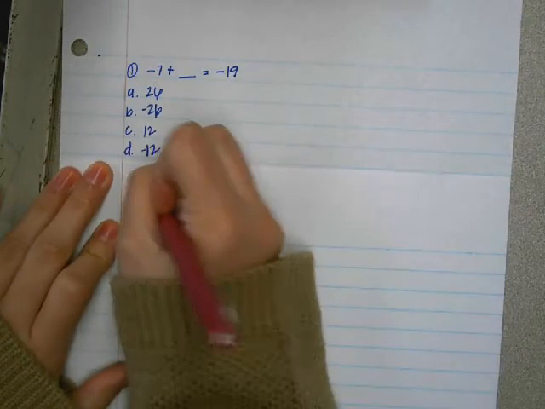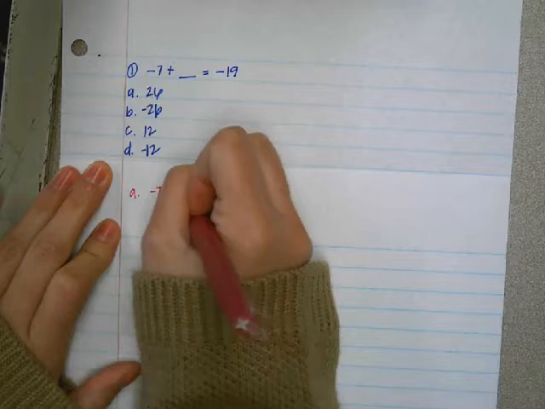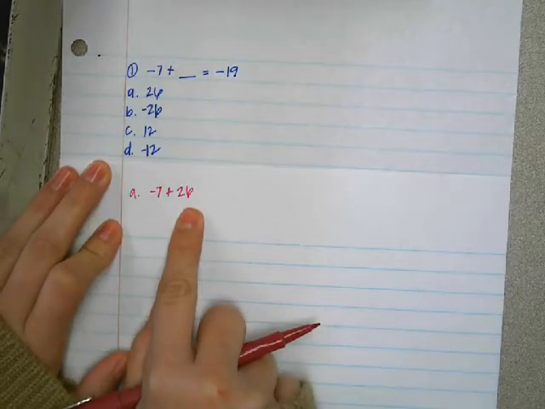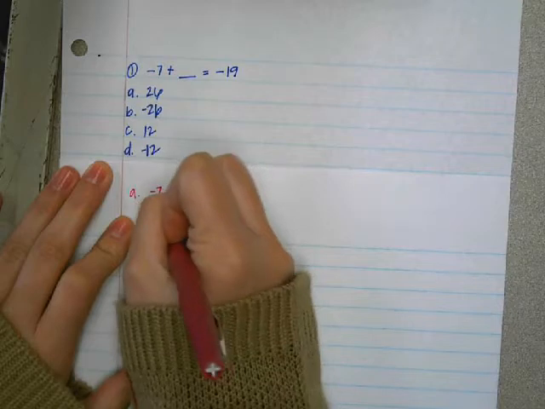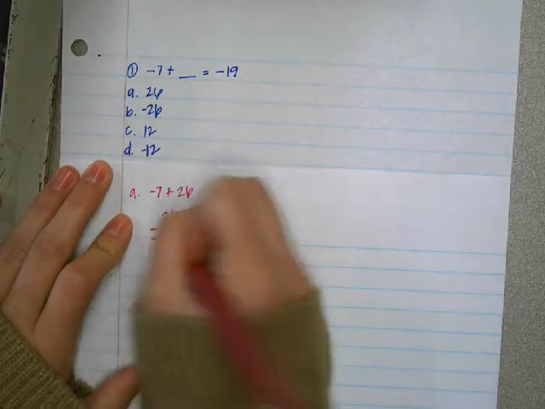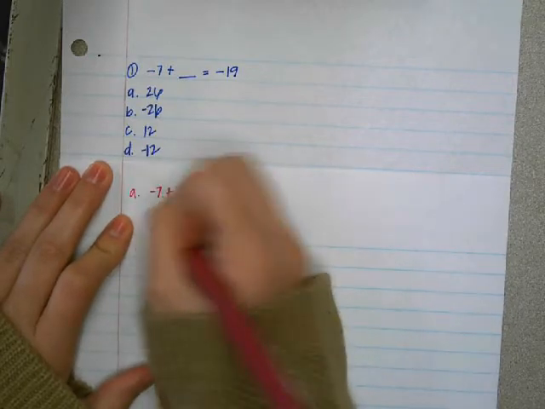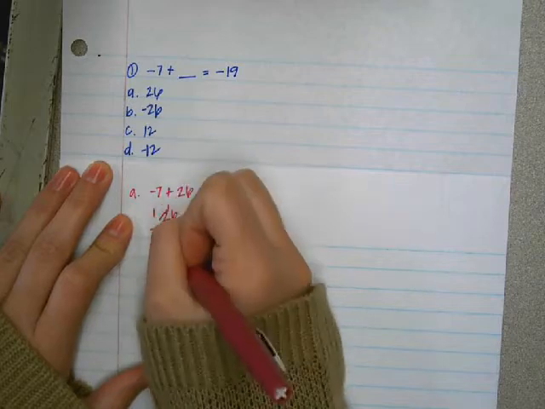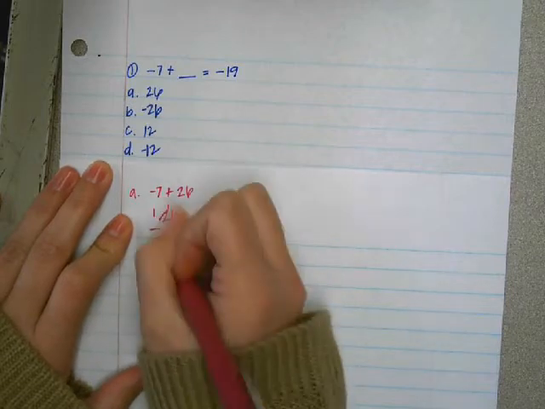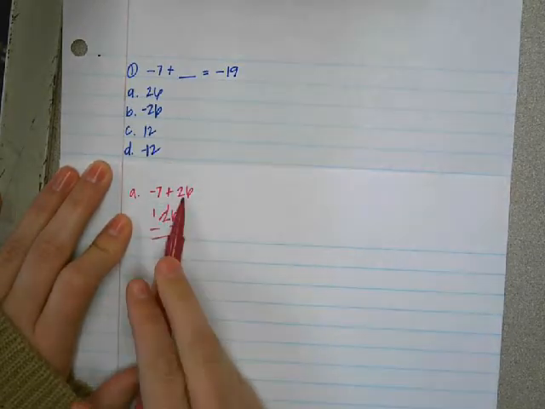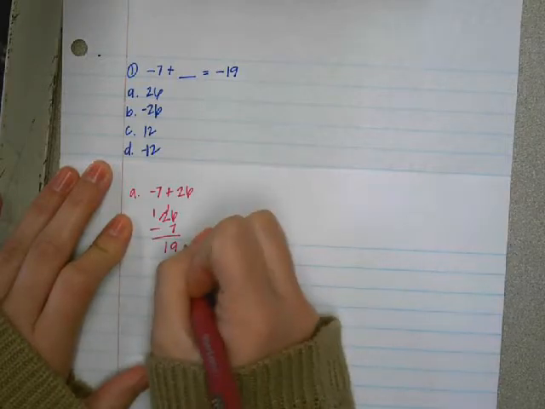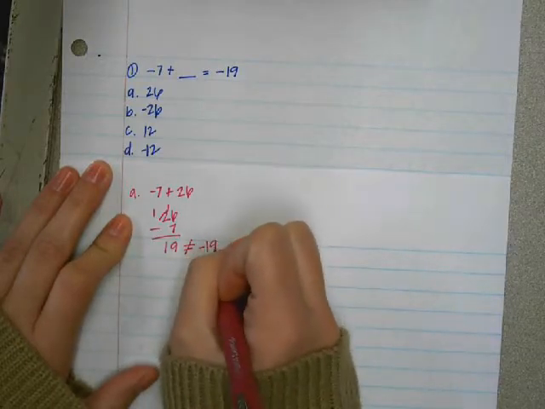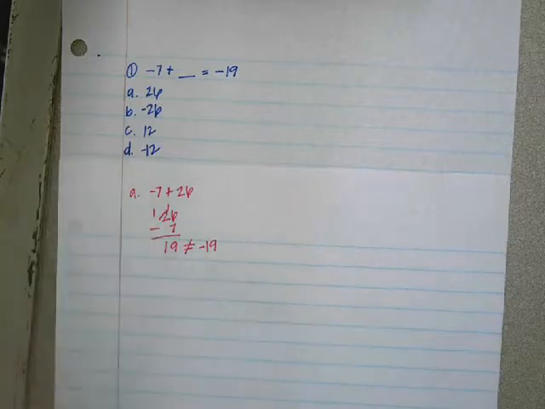A was -7 plus 26. Now -7 plus 26, I have two different signs. Two different signs means I need to subtract the absolute values. So 26 minus 7 gives me, let's see, 16 minus 7 is 9 and 1, 19. And I'm going to keep the positive sign because 26 is bigger than 7. So a positive 19 does not equal a -19. So it's not A.